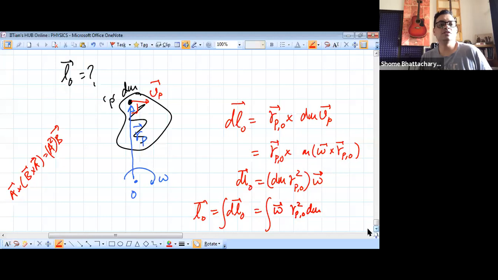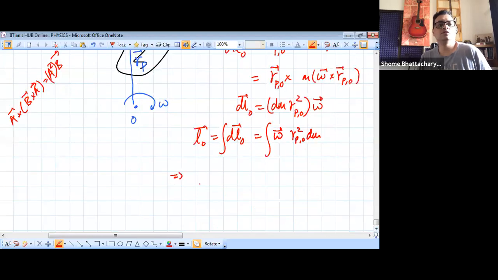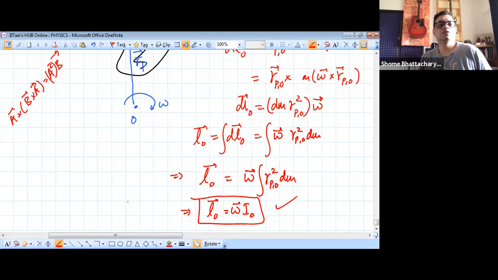So as you take omega outside the integration, you're left with the moment of inertia about the point. So the definition of moment of inertia about the axis. So you have that. So this implies that angular momentum about O is equal to I_O omega, which by the way also proves your parallel axis.